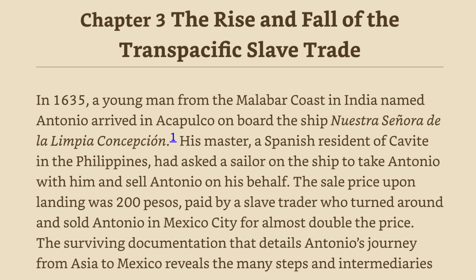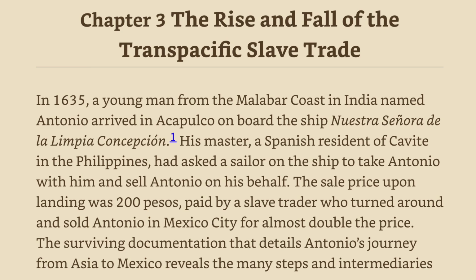Chapter 3: the rise and fall of the Trans-Pacific slave trade. In 1635, a young man from the Malabar coast in India, a Hindu named Antonio, arrived in Acapulco on board the ship Nuestra Señora de la Limpia Concepción. So he's a Hindu named Antonio; they most likely gave him that name. This reminds me of another Antonio that arrived in 1619 in Virginia. His master, a Spanish resident of Cavite in the Philippines, had asked a sailor on the ship to take Antonio with him and sell Antonio on his behalf.